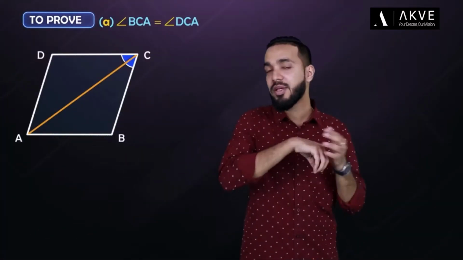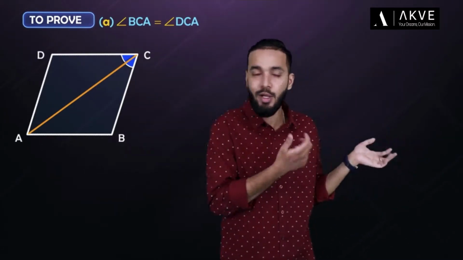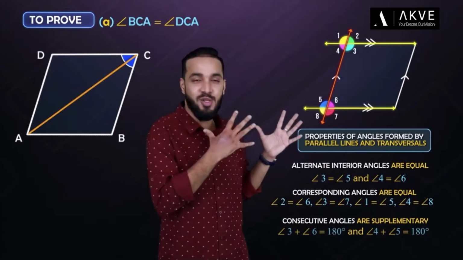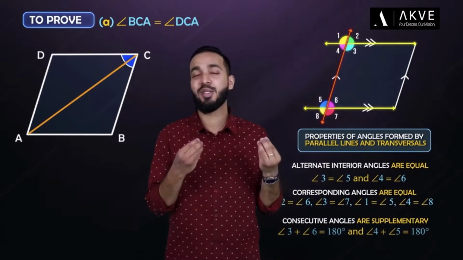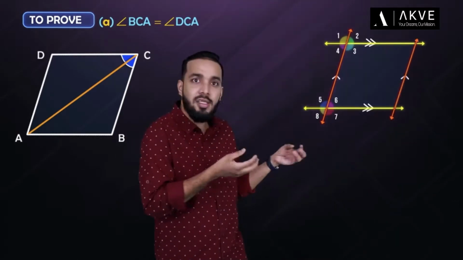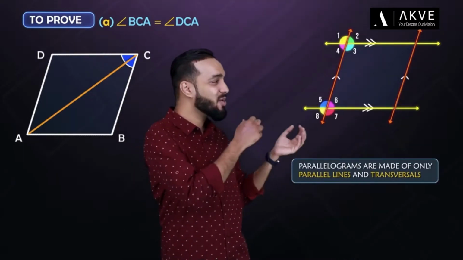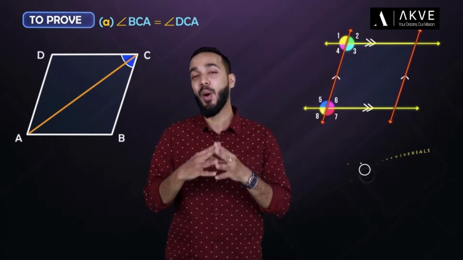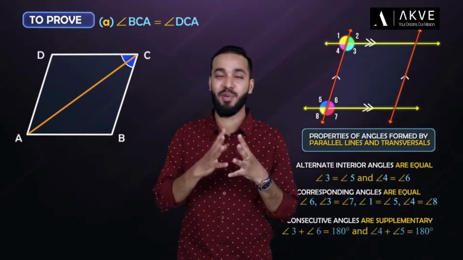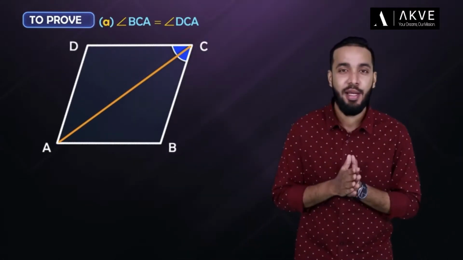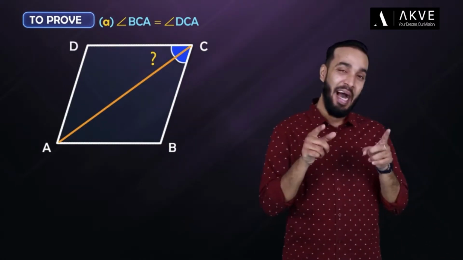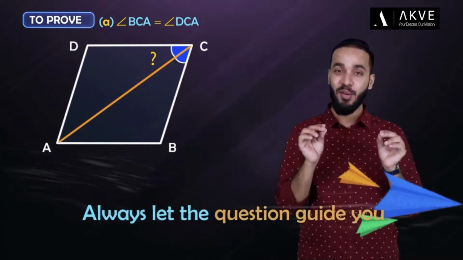We have seen in the previous video that while solving problems on parallelograms, some properties of angles formed by parallel lines and transversals come into play. This is actually very common because if you think about it, parallelograms are essentially figures made of just parallel lines and transversals. So you must always be prepared and on the lookout to use those properties appropriately. Coming back to the question, how do we prove that this angle is equal to this angle? I told you to always let the question guide you.